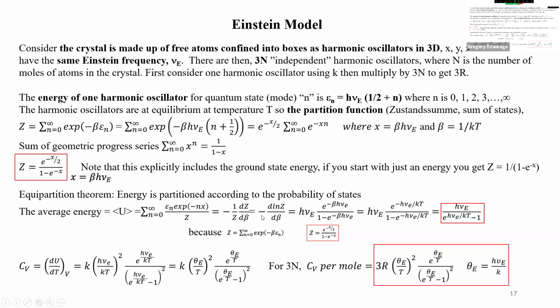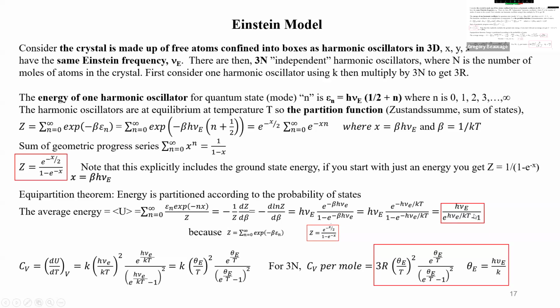So you pop that in, and then you figure out that derivative, d ln of Z, from this expression, and you get this expression. If you divide by e to the minus beta h nu, you get e to the plus beta h nu minus 1. So you end up with this term, and h nu is out front, and you just get that expression for the energy. That's the Einstein energy, and this thing is called the Bose-Einstein.